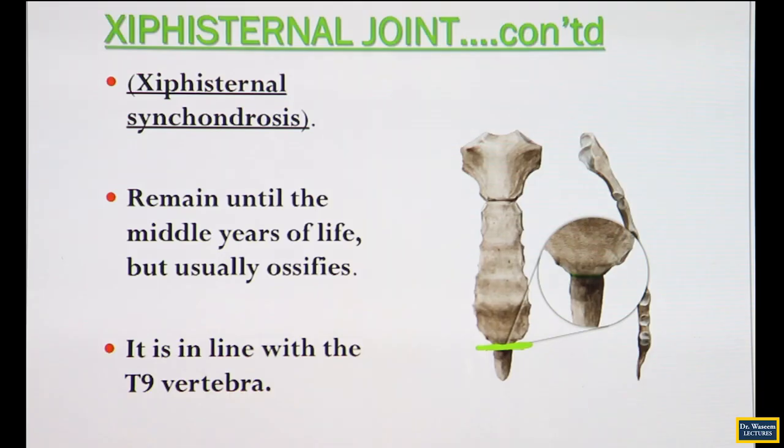This remains until the middle years of life, but usually it ossifies. Here is the cartilage, but later it will ossify and get fused with the rest of the sternum, so there is no more joint here.